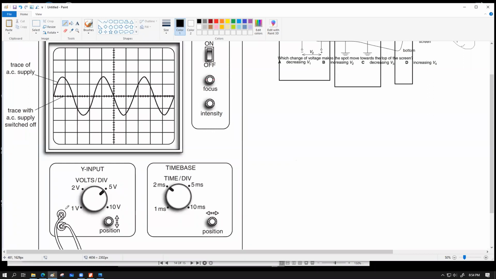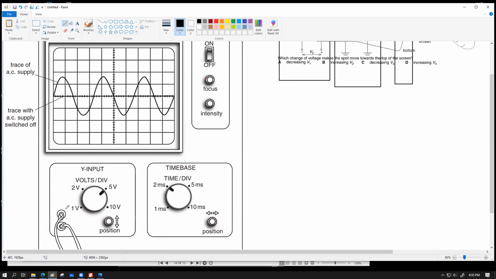Now, if we go further, the fourth row that we have is 50 hertz AC with a peak voltage of 20 volts, where the gain is chosen to be 50 volts per division. If you ever have confusion about what the gain is about, you can always look at the unit, volts per division. That unit belongs to which axis, y-axis or x-axis?